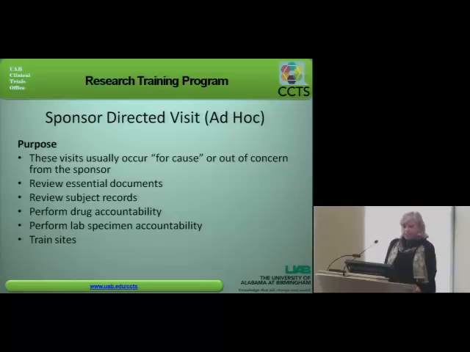They also want to train sites and retrain sites and retrain. A lot of times if you have a lot of coordinator turnover, they'll come out and they'll help train the new coordinators and help clean up what was done before, and then you can move forward.